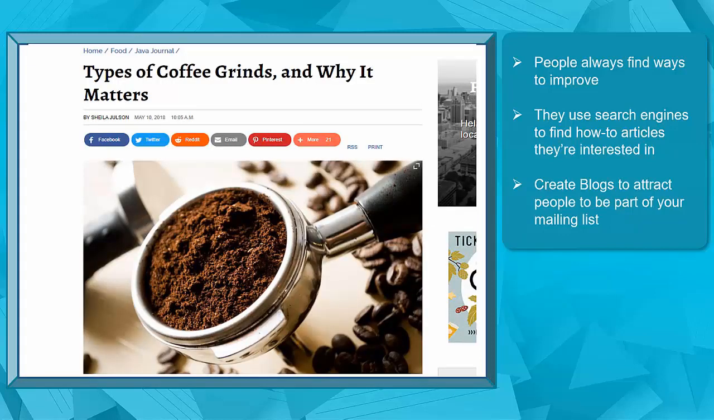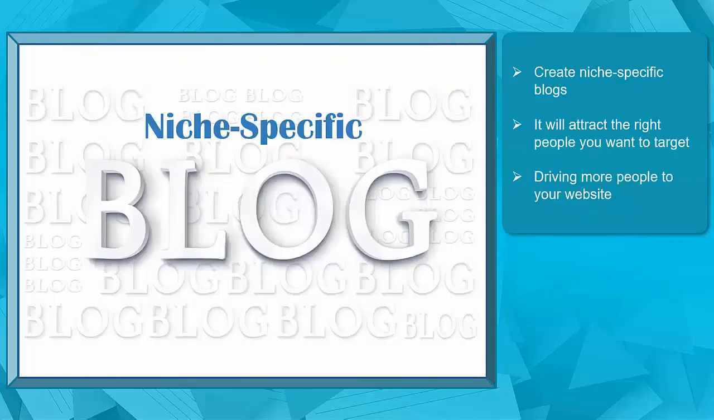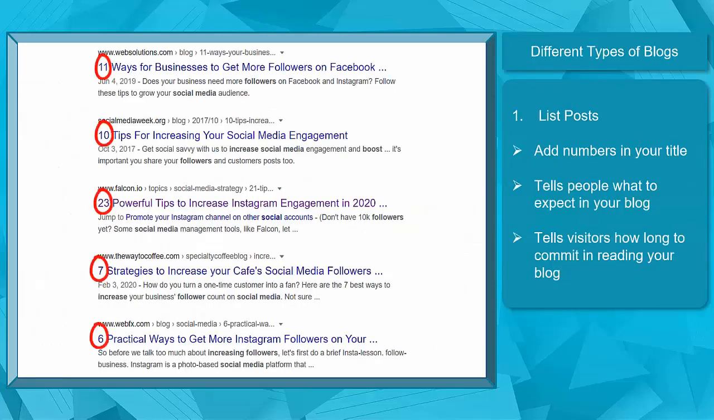If you create topics that are specific to a certain niche, then you can attract the right people who are looking for the topics related to your content. You can create niche-related blogs. This can drive more people to your website. Let's take a look at different types of content that you can create to attract people to go to your blog. List posts.